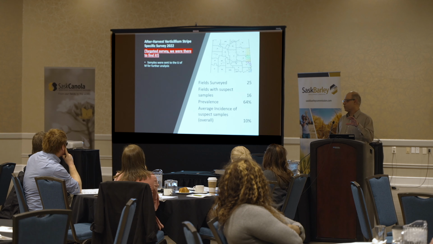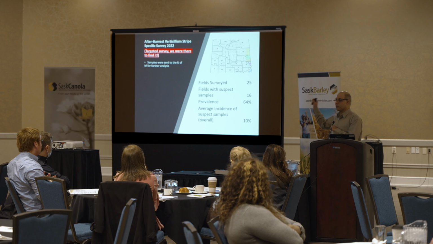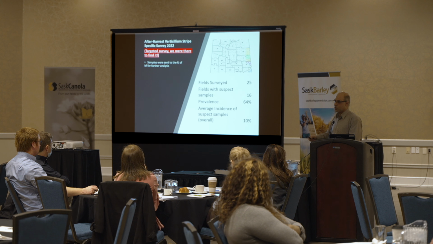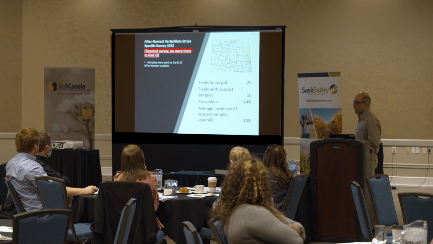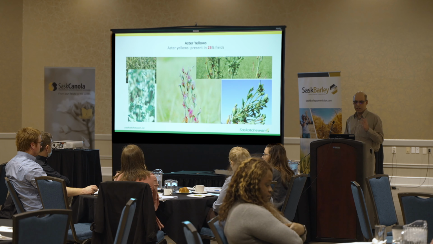So 16 of those 25 fields had verticillium. Quite a high number, but by no means is it representative for Saskatchewan, because this was a targeted survey. This was not a random survey. We targeted areas we believed, due to proximity to Manitoba, may have the disease, and unfortunately it came true. So 64% had the disease. So these were the more important diseases: sclerotinia, blackleg and verticillium.